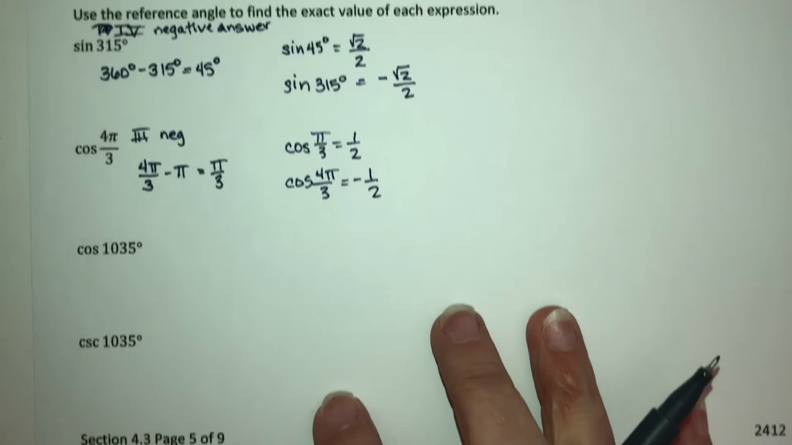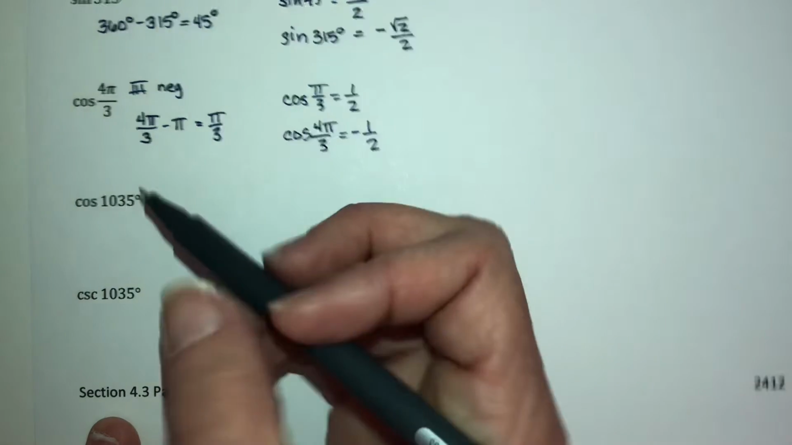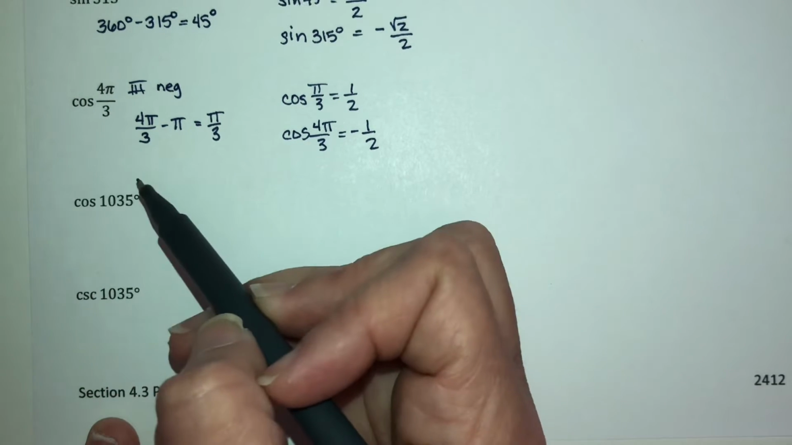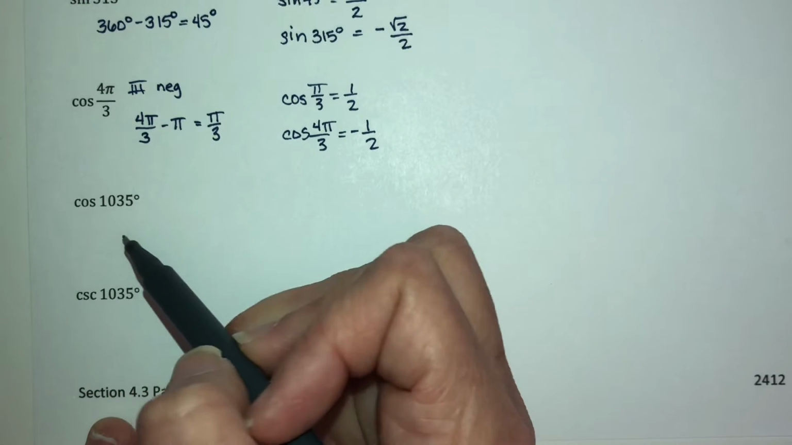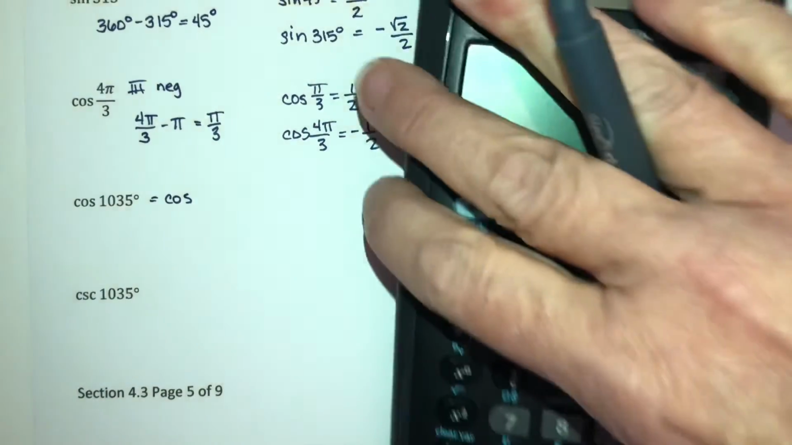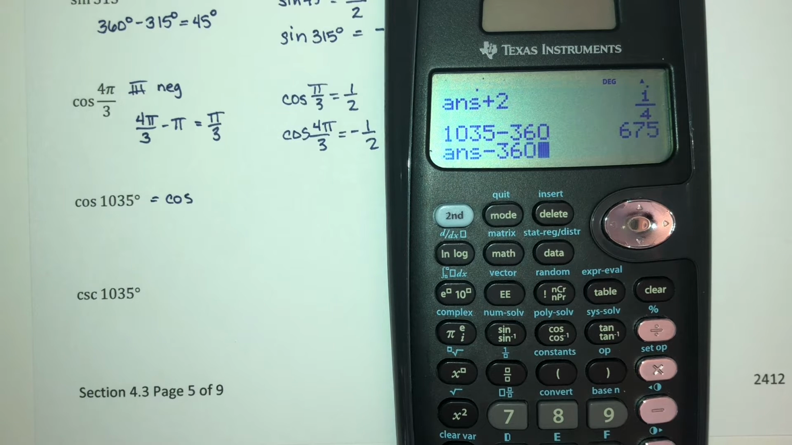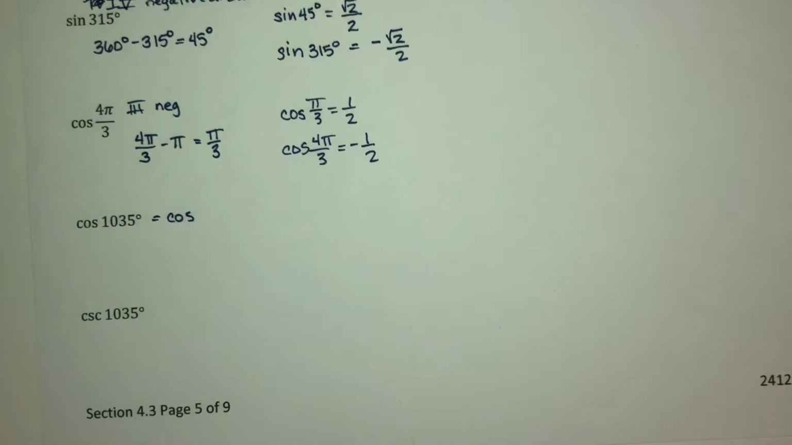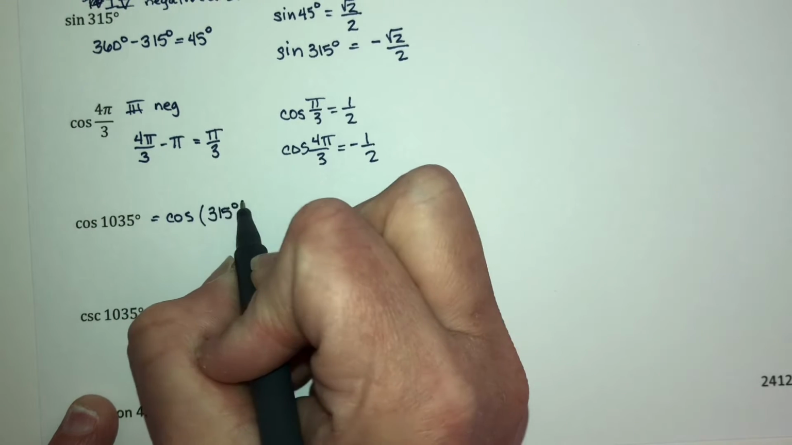Now let's do cosine of 1035 degrees. Let's get this into a coterminal angle that is between 0 and 360. Basically you take the value and you subtract 360 until you get the number you want, which is 315. So this is the equivalent of 315 degrees.